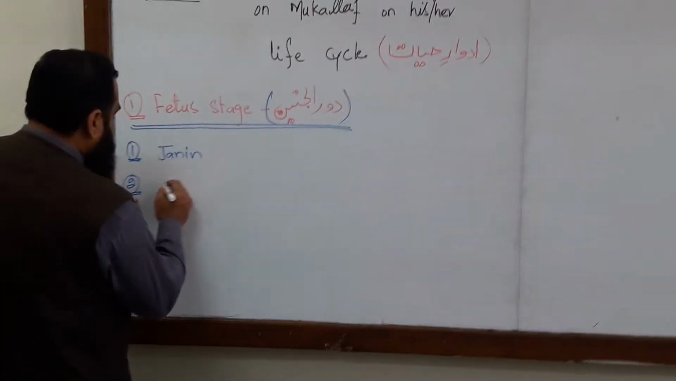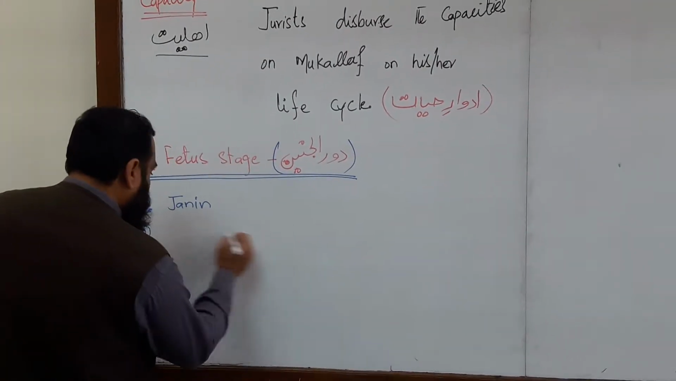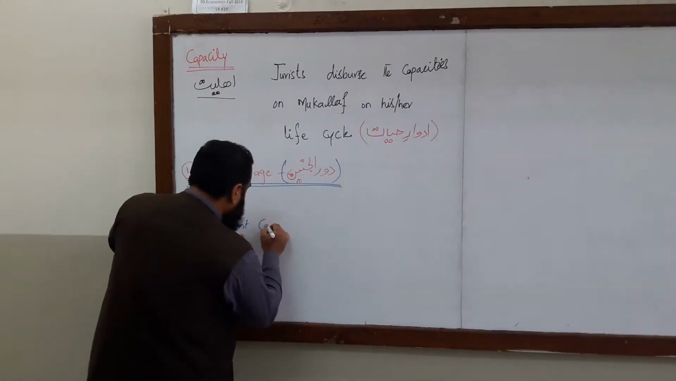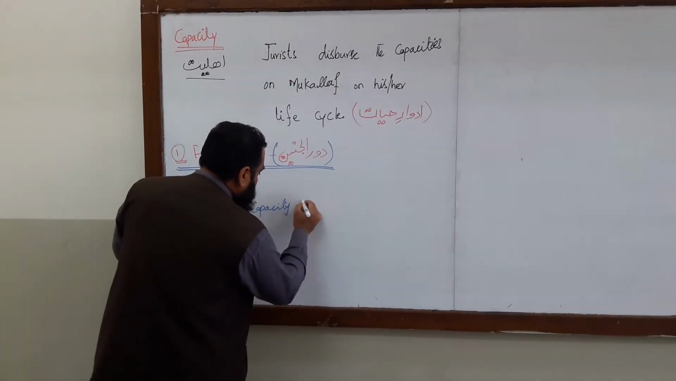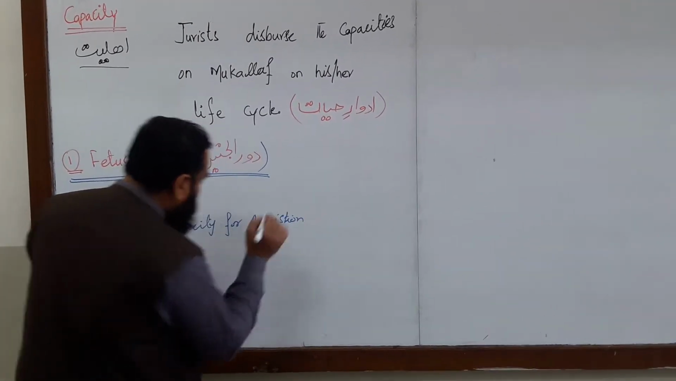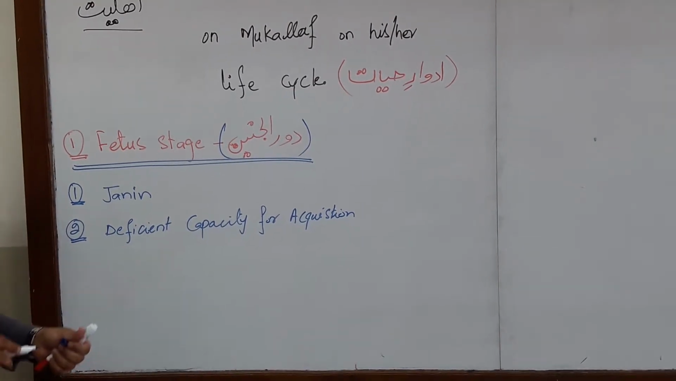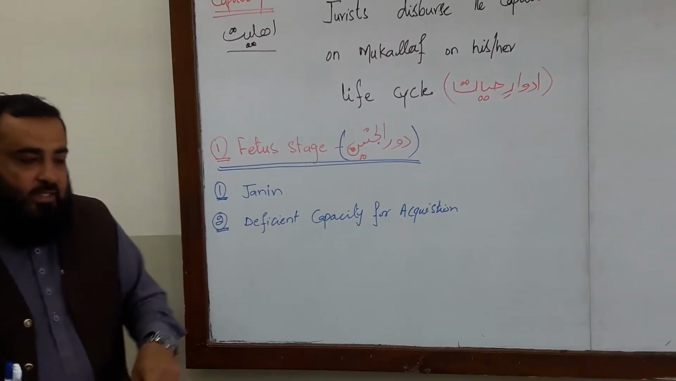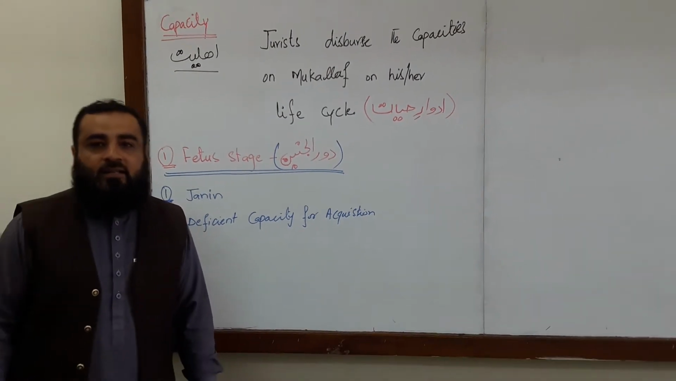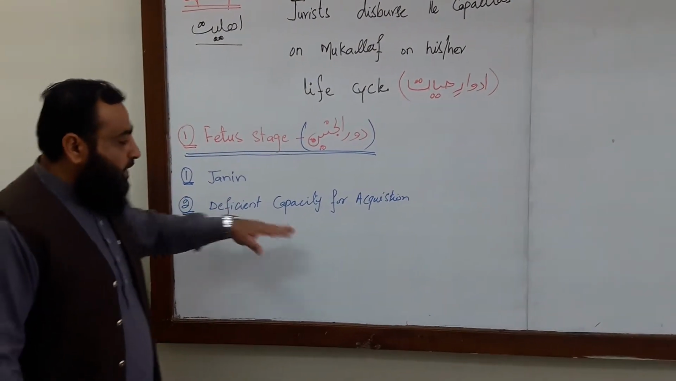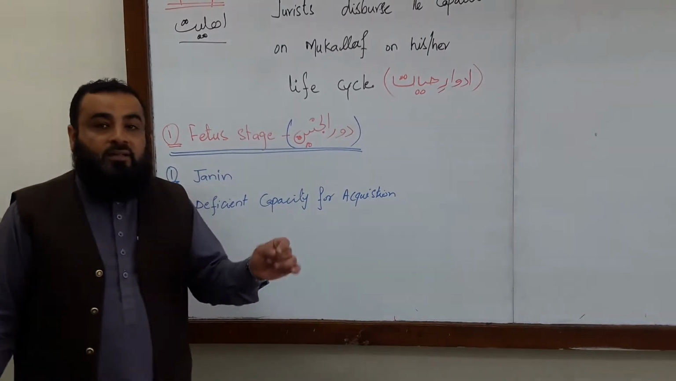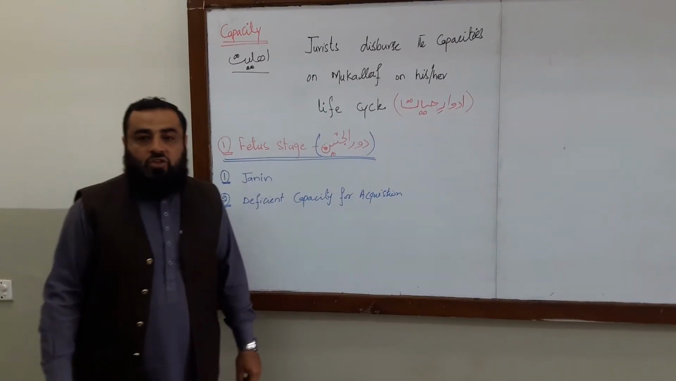and that janeen possesses deficient capacity for acquisition. It means at this stage, the human being who is in the womb of his or her mother possesses deficient capacity for acquisition, اهليت الوجوب ناقصة. When we call that there is اهليت الوجوب ناقصة for the person who is in the womb of his or her mother, then it means that there are some rights for that entity, that human in the womb of even his or her mother.